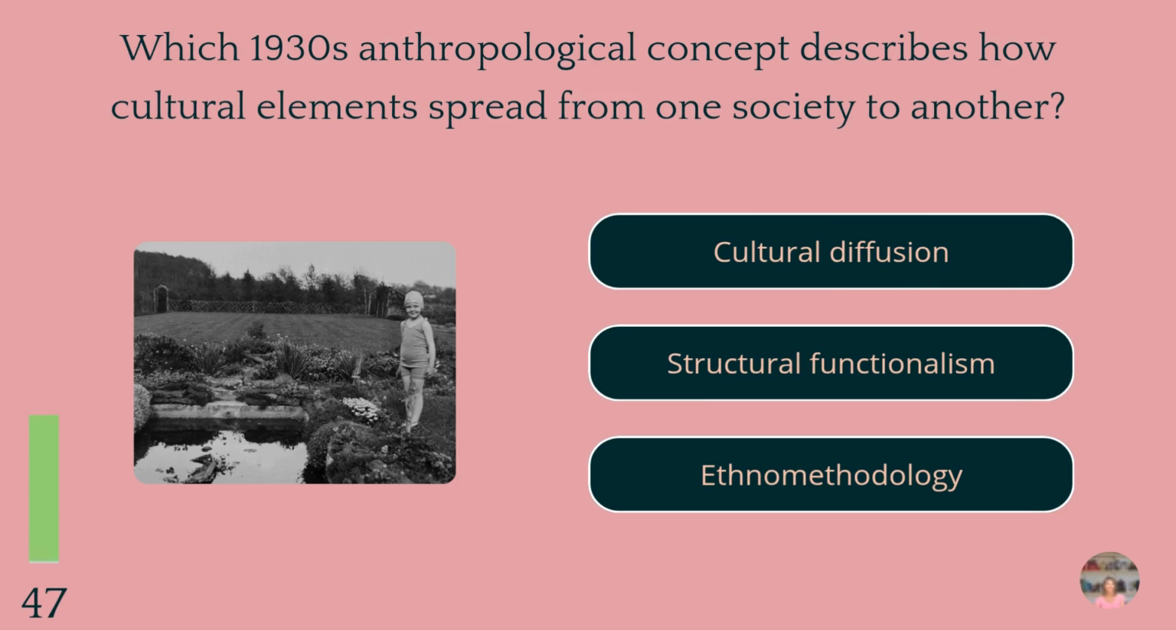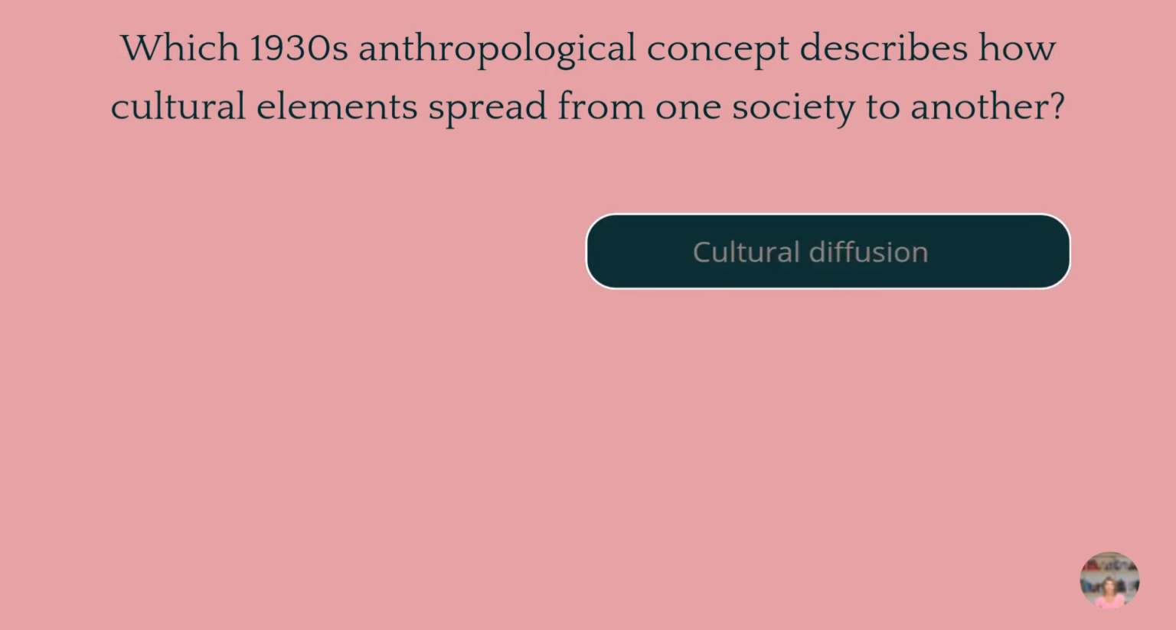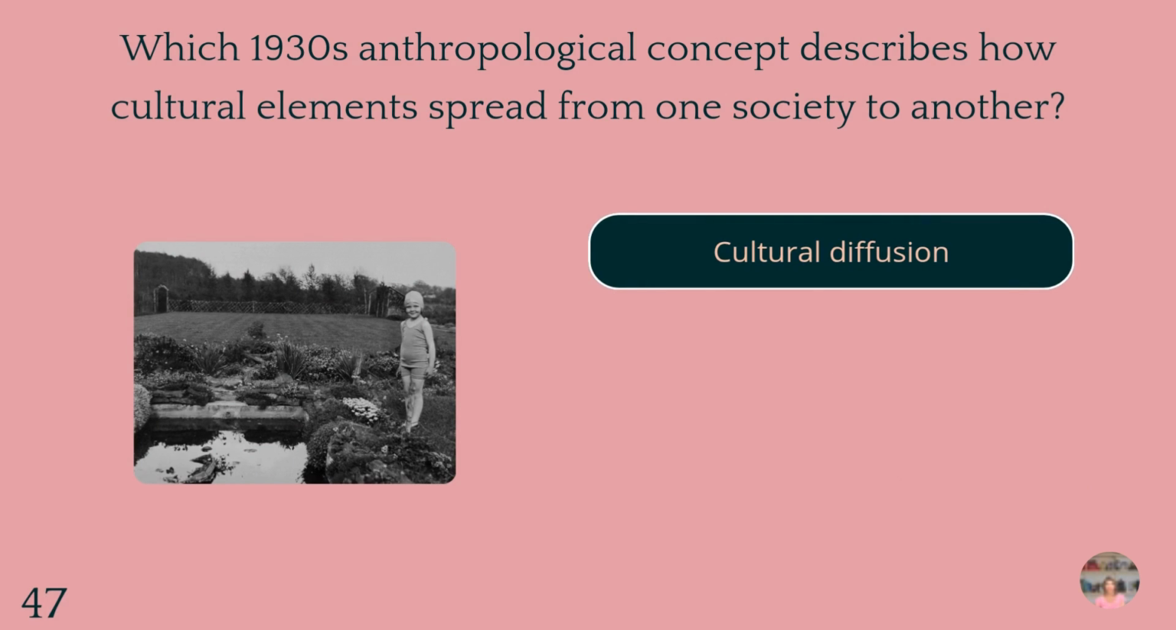Which 1930s anthropological concept describes how cultural elements spread from one society to another? Cultural diffusion, structural functionalism, or ethnomethodology? Cultural diffusion.